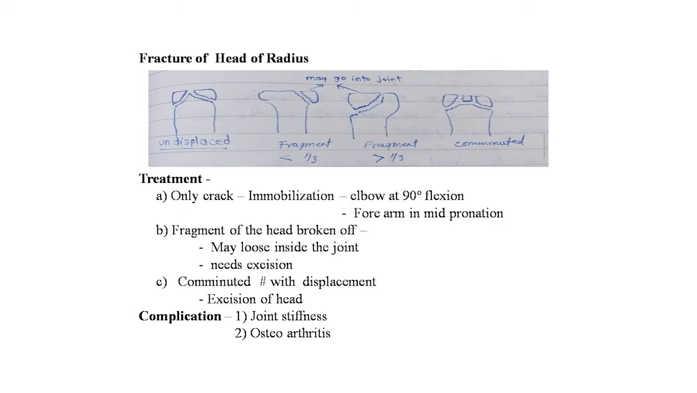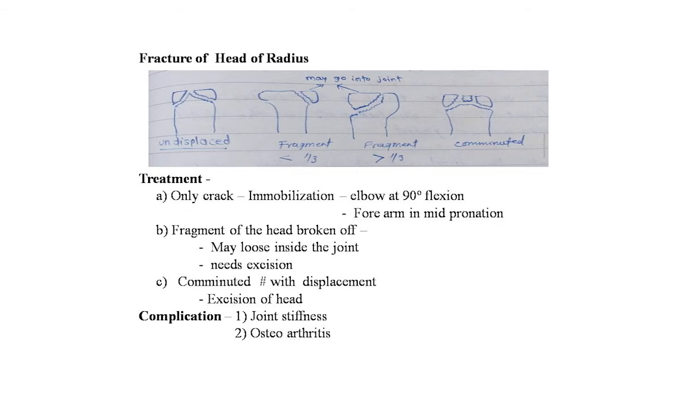The treatment is, if there is only a crack, immobilization with the elbow at 90-degree flexion and the forearm in mid pronation position. If a fragment of the head is broken off, it may lose inside the joint and needs excision. Third is the comminuted fracture with displacement, which needs excision of the head. Complications in fracture of the head of radius are joint stiffness and osteoarthritis.